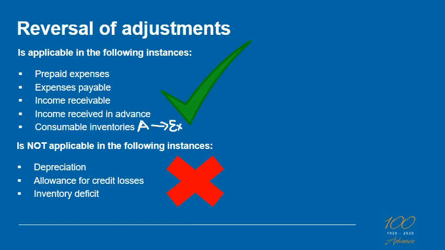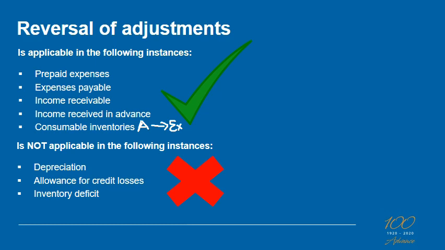Now you've also been taught a number of other adjustments, but they do not need reversal. And those include depreciation, because remember the definition of depreciation is systematically allocating the value of the asset away from assets into usage, into expense. So if I've used the asset, I can't reverse it. So depreciation won't be reversed.